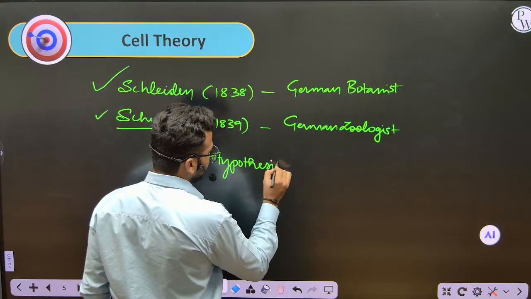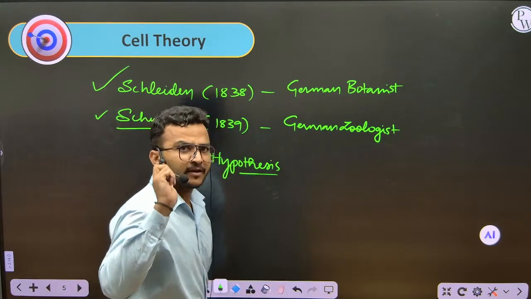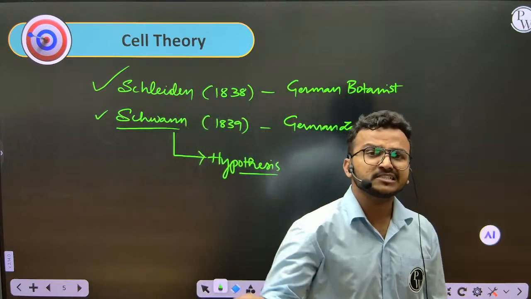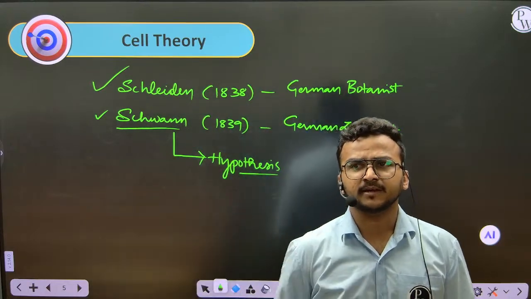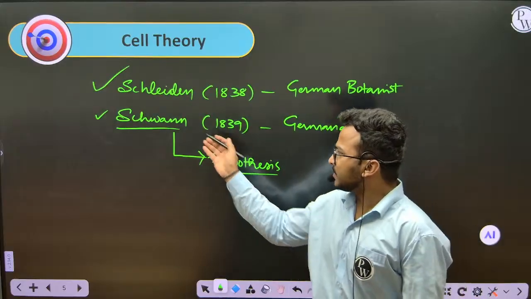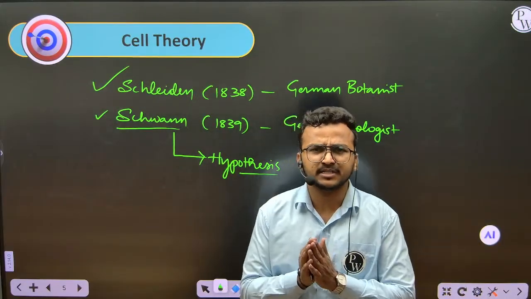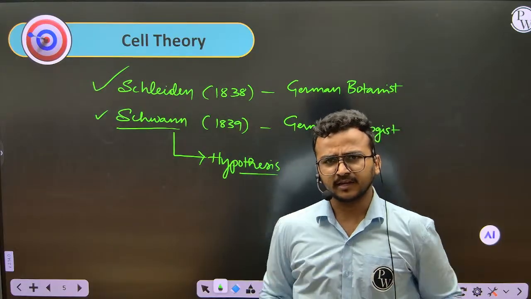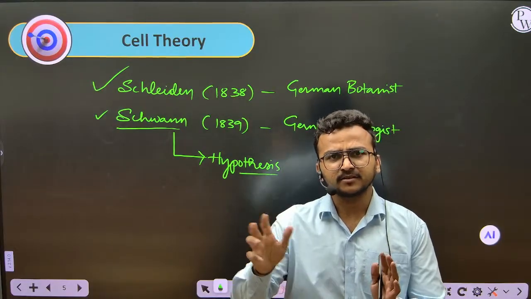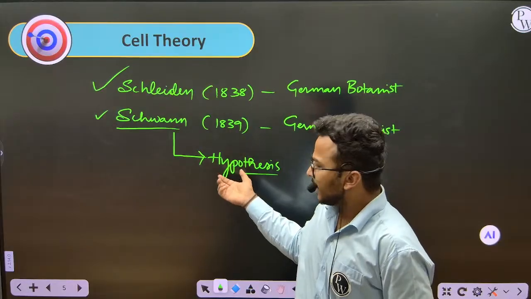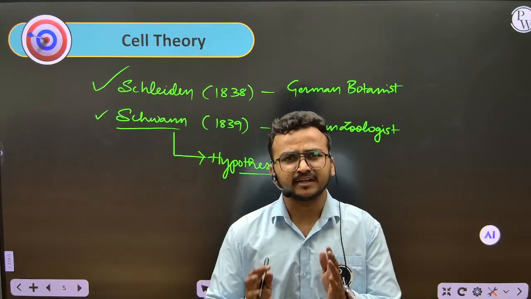Hypothesis in the sense, it is just an assumption or a statement which is not yet proven by many cases. So he observed plant cell and animal cell, and he came to a conclusion that this is how it is. So it is an assumption made by him, a hypothesis, as we call it in scientific language.